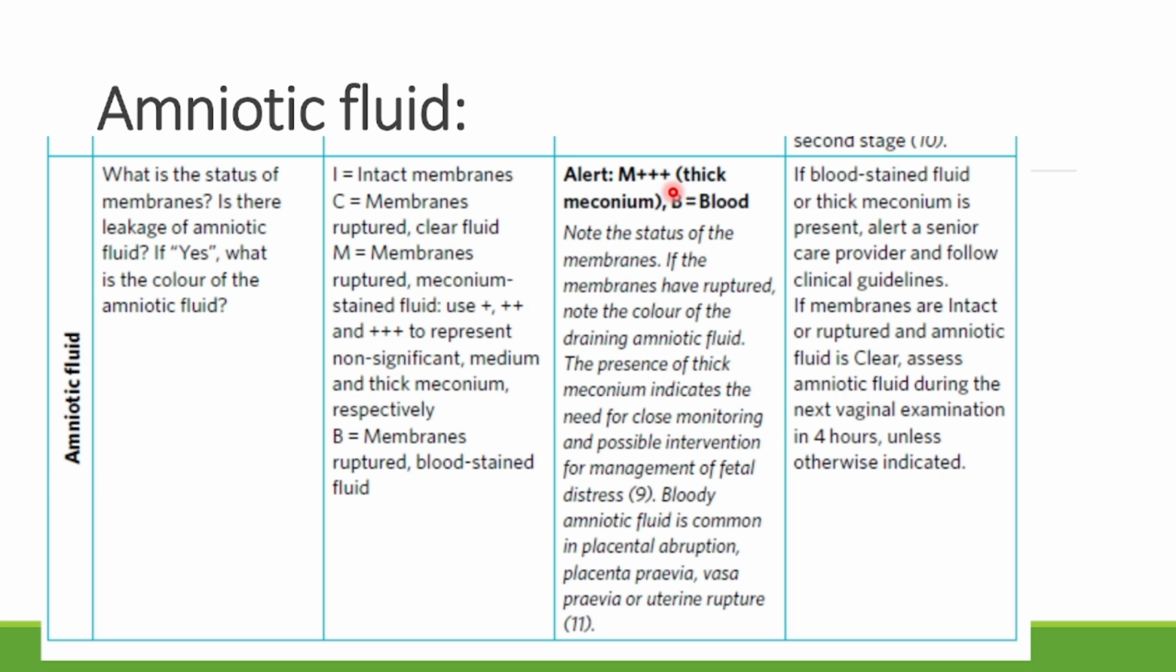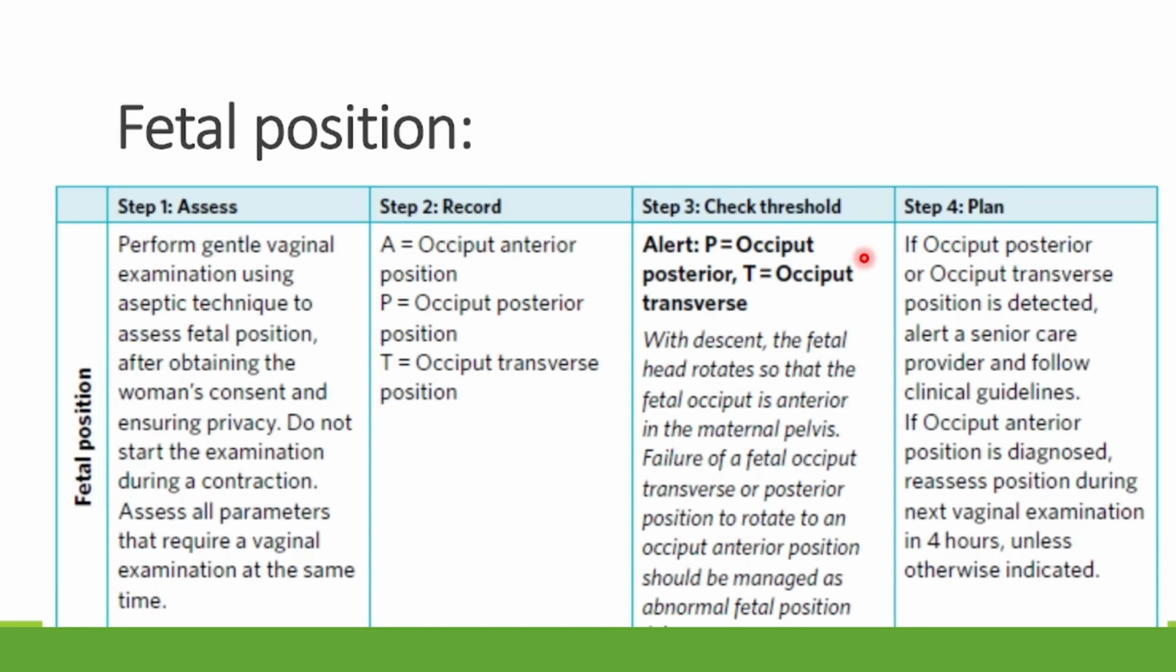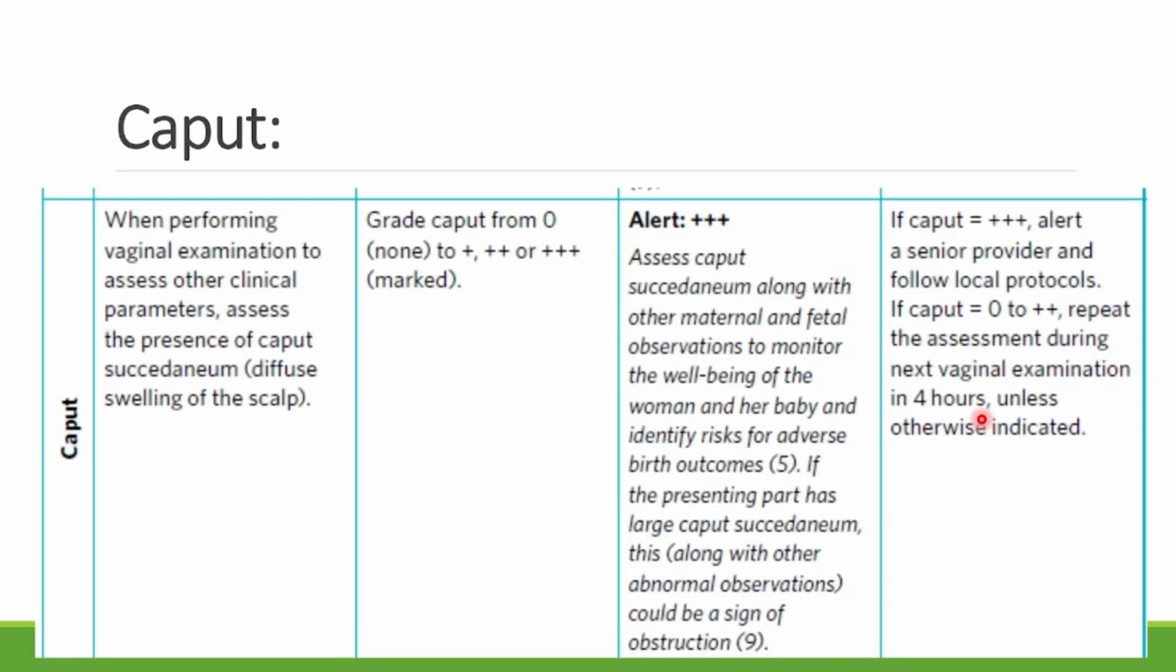Okay, so it needs close monitoring of the fetal heart. And if blood-stained liquor, again, this is an alert. This may raise suspicion of abruption, vasa previa, or placenta previa. What about the fetal position? The normal position is occiput anterior, so we write A. The abnormal are occiput posterior and occiput transverse, so we check the alert P and T, and here we should follow local clinical guidelines for management.